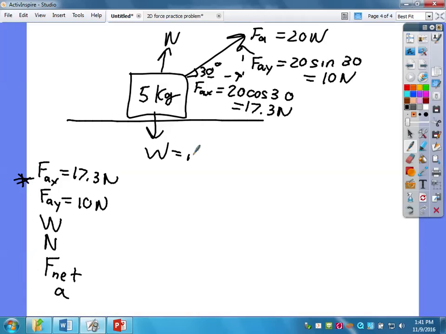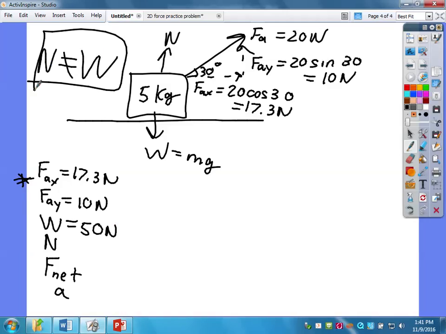Weight is easy. M times g, 5 times 10, 50 newtons. Now this is a new thing, and it's part of why this is maybe a little more difficult. The normal does not equal the weight anymore. Do you notice why? Hint, hint. There are two upward forces now. These two forces are equal to the downward force because the box is not moving up or down, so it is at equilibrium, 0 net force in the y direction.